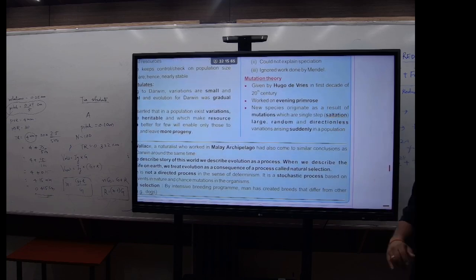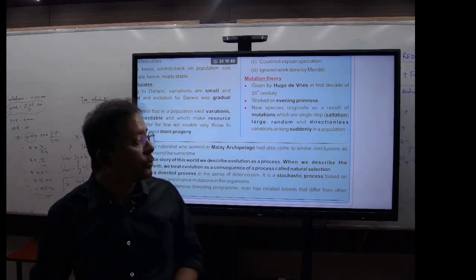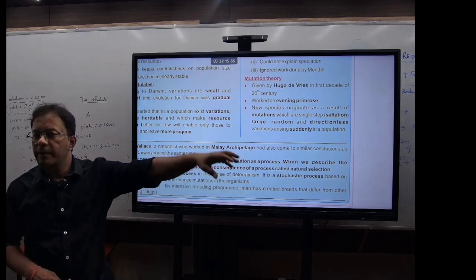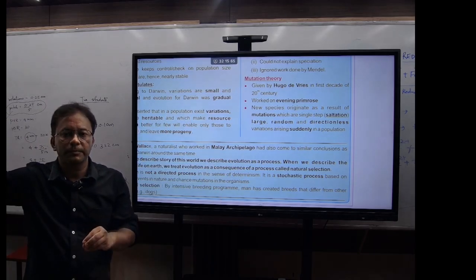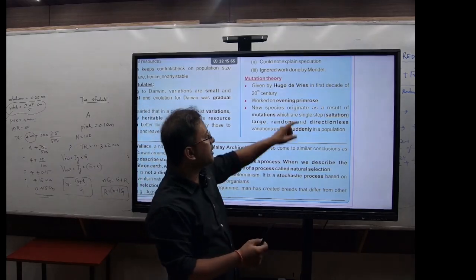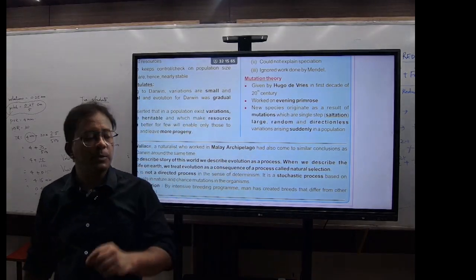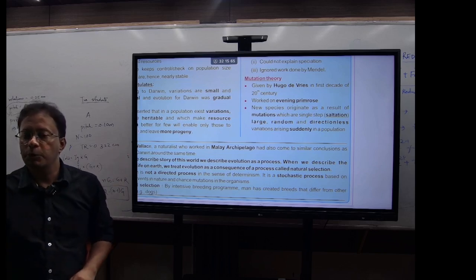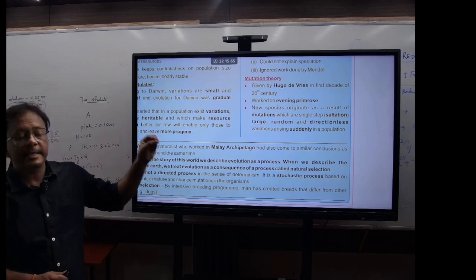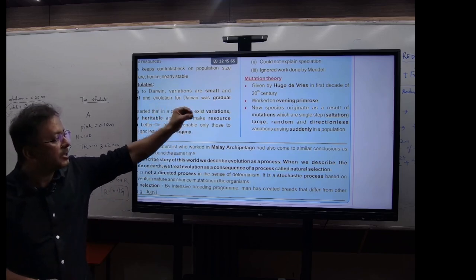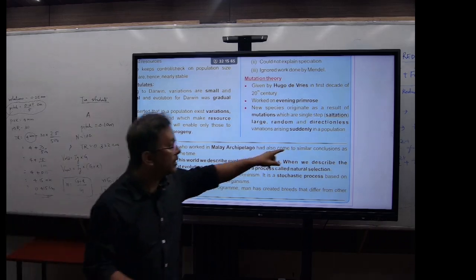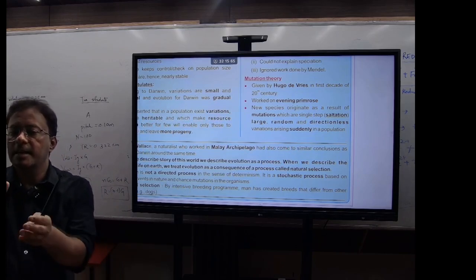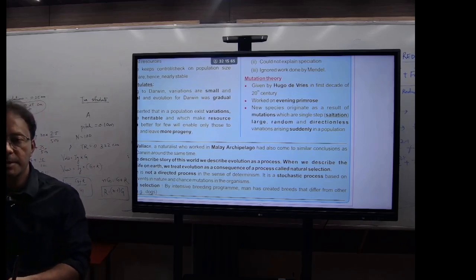And Darwin's theory was kind of disproved by a scientist known as Hugo de Vries. According to Darwin, the variations are small and the evolution is gradual. But when Hugo de Vries studied mutations on a plant called evening primrose, he proposed that new species originate as a result of mutations, which are single step, large, random and directionless variations, which he called saltation. According to him, one large mutation can transform one species into another species.